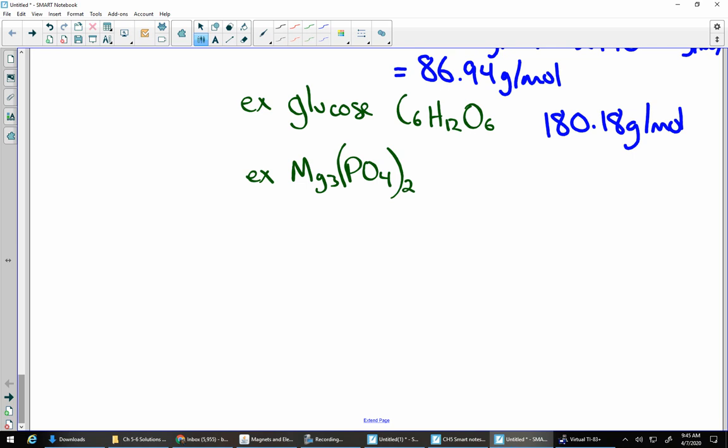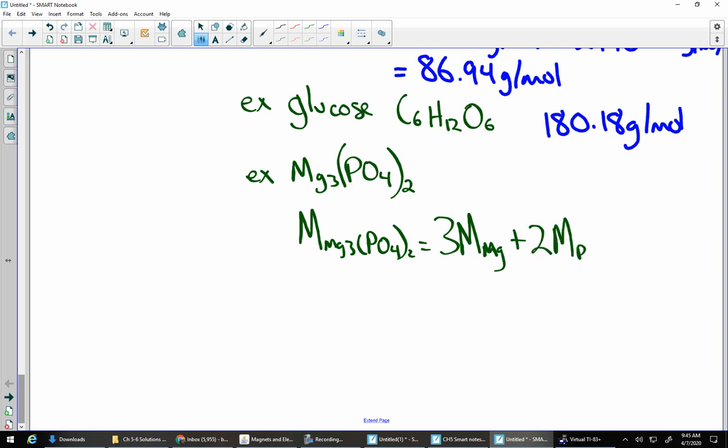Now, usually we leave those polyatomic ions as a single unit, or I guess in this case, 2 single phosphates rather than 2 phosphorus and 8 oxygen. But in this case, we actually need to add everything up. So I'm going to do the molar mass of Mg3(PO4)2 is equal to, 3 times the molar mass of magnesium, because I've got 3 magnesiums, plus I've got 2 phosphorus, so 2 times the molar mass of my phosphorus, plus now I've got 8 oxygens, right?